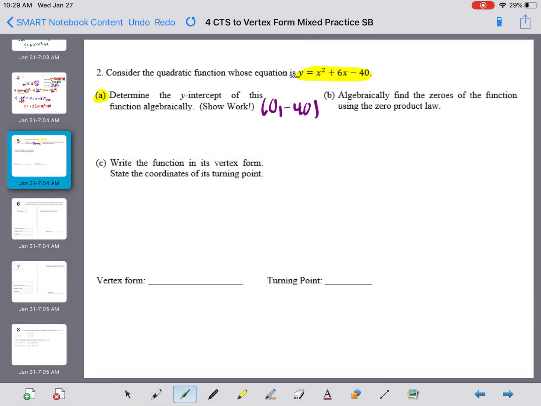When you find the y-intercept algebraically, you just plug 0 in for x. And when you do that, we just get -40. So that's why that shortcut works.